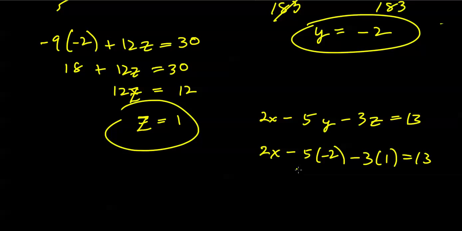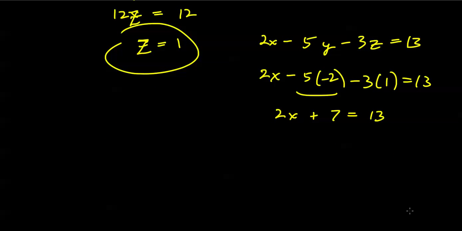So minus 5 times minus 2 is 10. 10 minus 3 is 7. I get 2x plus 7 equals 13. 2x equals 13 minus 7, which is 6. And of course, x is 3.